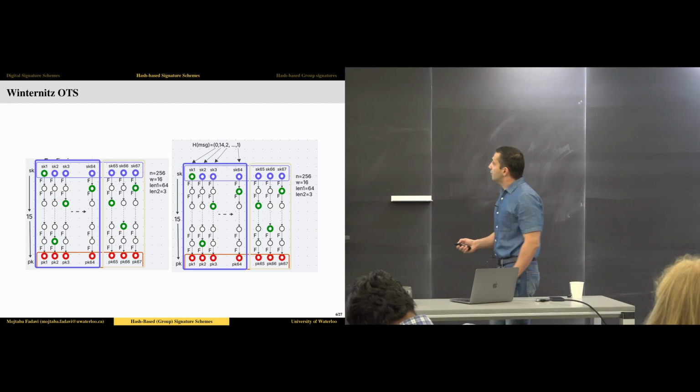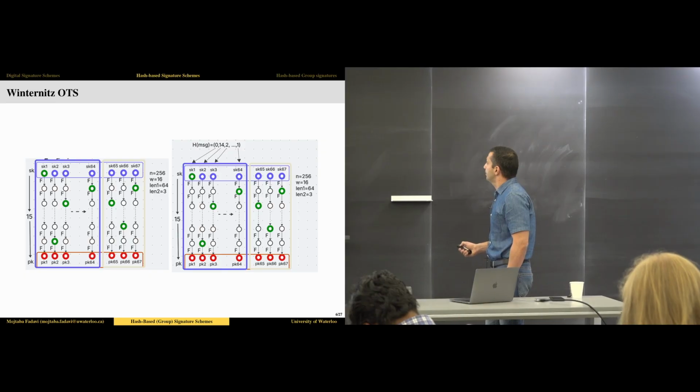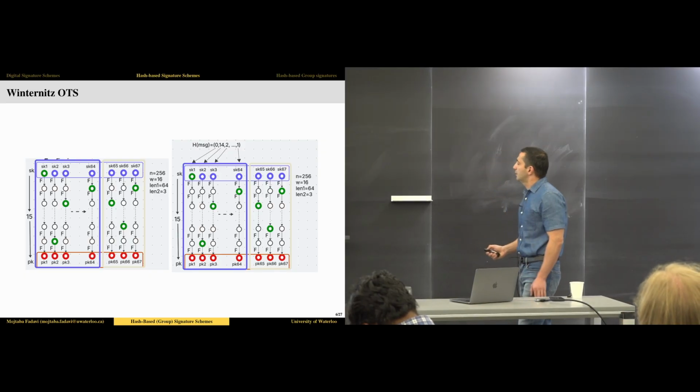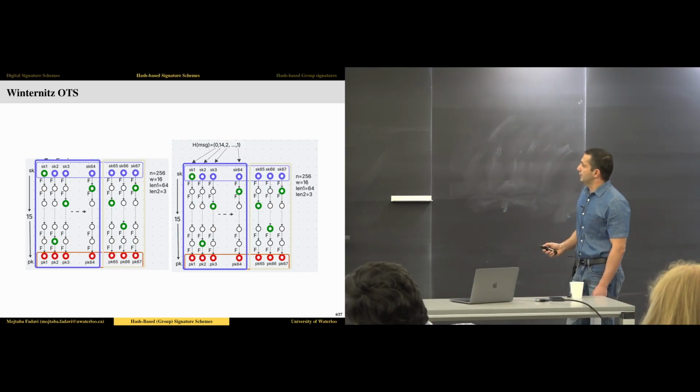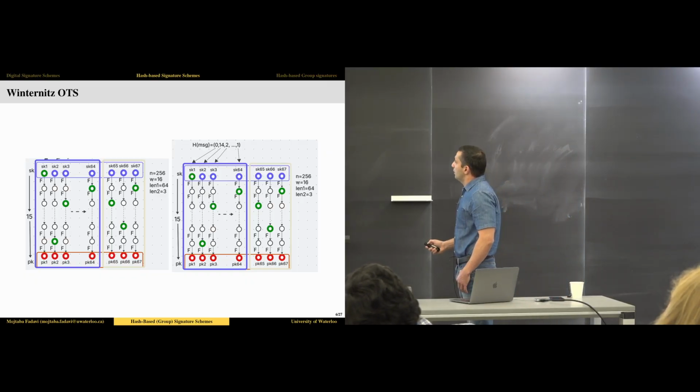But what's the role of this part? The right side of the image. This part protects us from forgery. How? Suppose that we don't have this part.